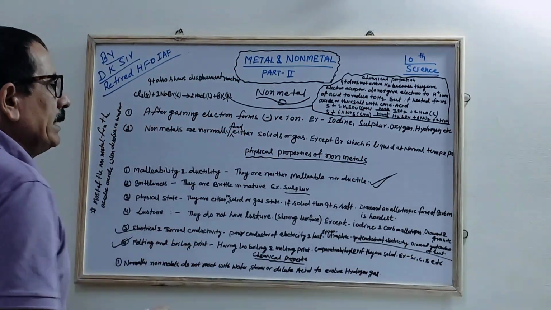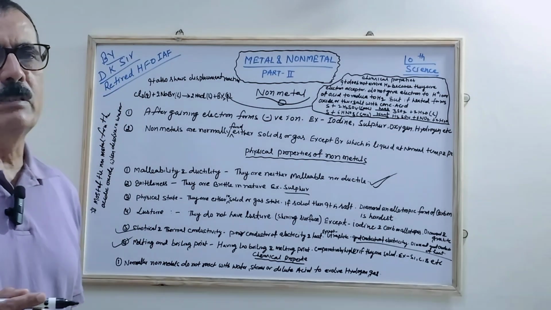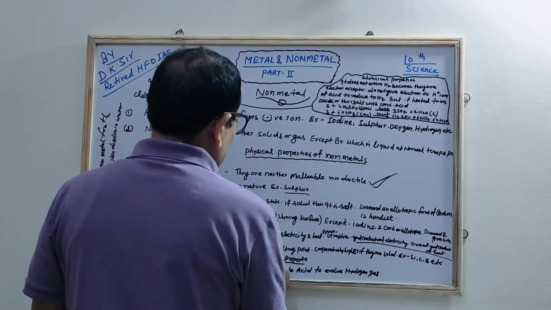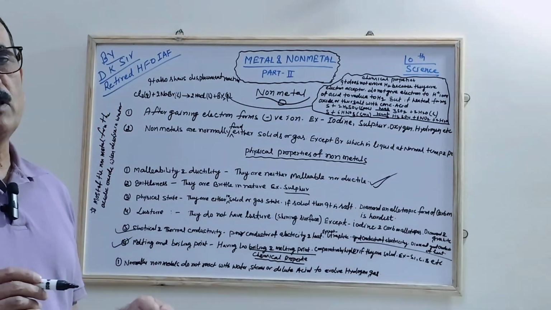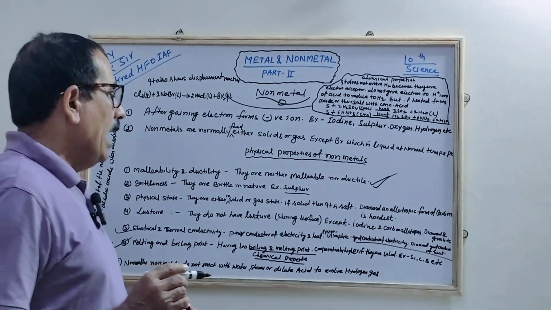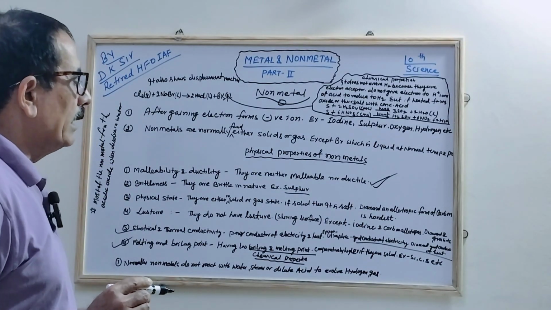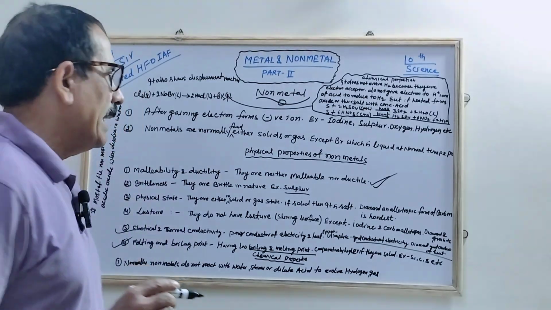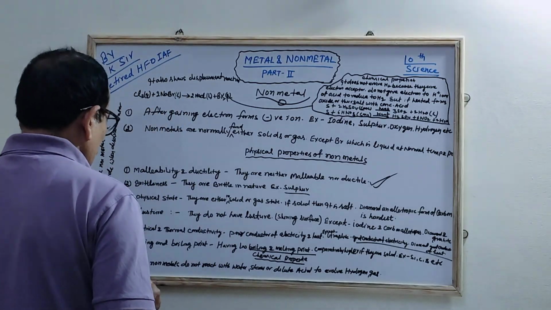The next is melting and boiling point. I think up to now you are well aware of melting and boiling point. Non-metals have low melting and boiling points, correct? Comparatively higher if it is in the solid state, like silicon, carbon and boron. They are non-metals that are solid at normal temperature and pressure, so they have a little higher melting and boiling point.